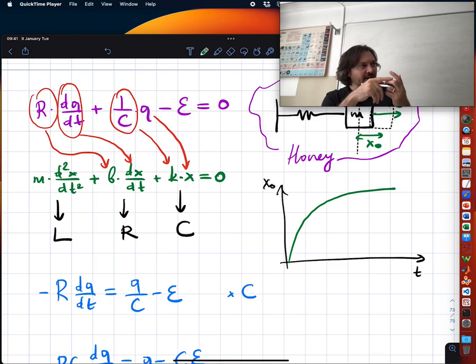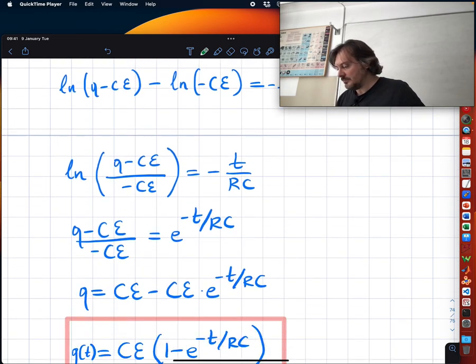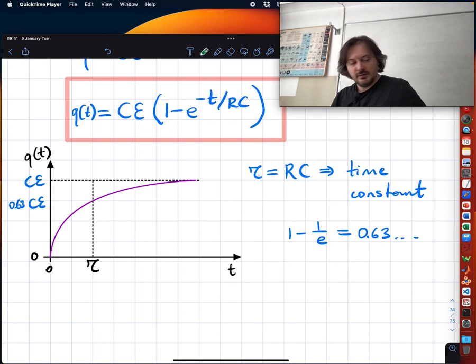So X is the analog of Q. V is the analog of current. K is proportional to 1 over C. B is proportional to R, and B is the friction coefficient. I hope you have followed so far.